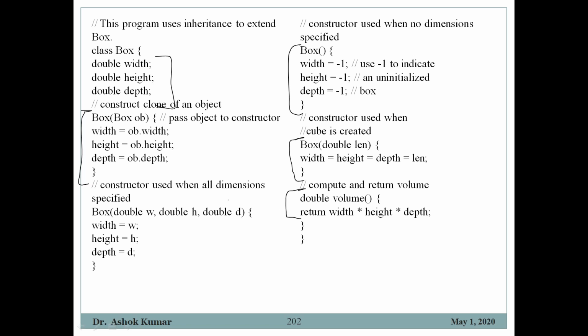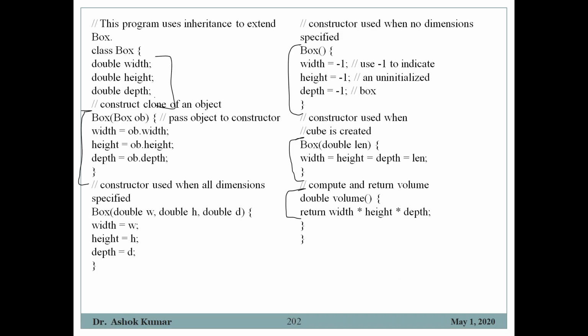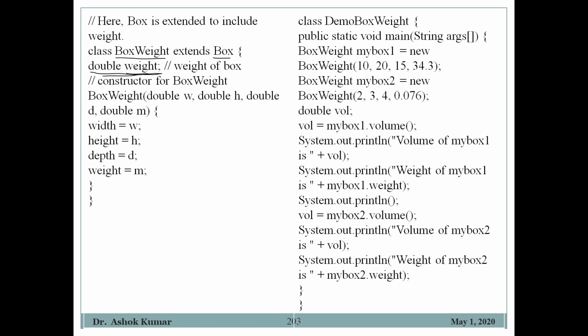So how many members will be there in the subclass? There will be four instance variables: three that will be inherited from the superclass, length, width, height, and depth, these are the three members, and one has been added over here, that is the weight. And this class has added its own constructor over here, a weighted box, and this constructor is of four parameters. So let's discuss from the main.